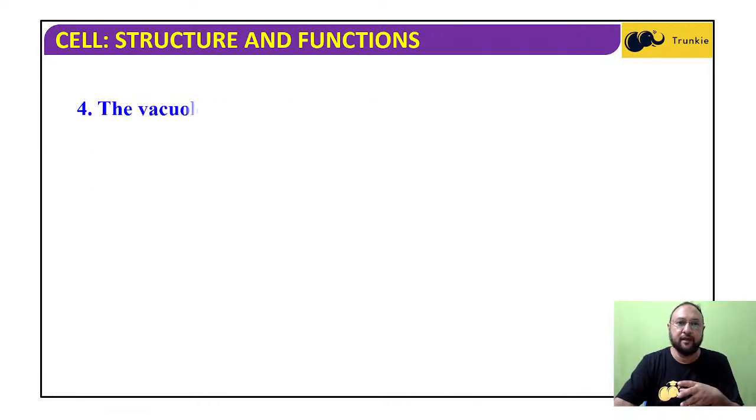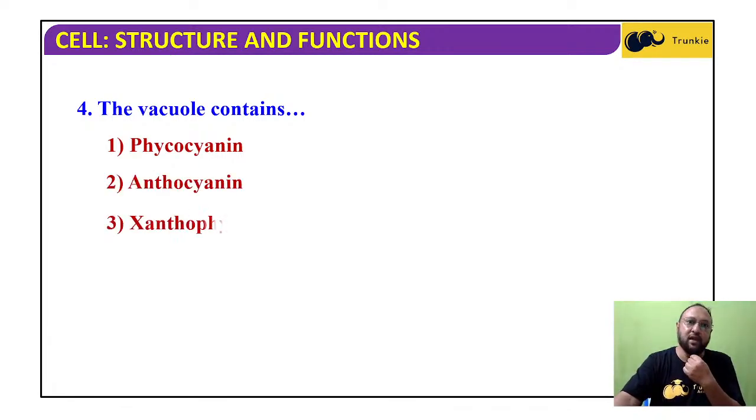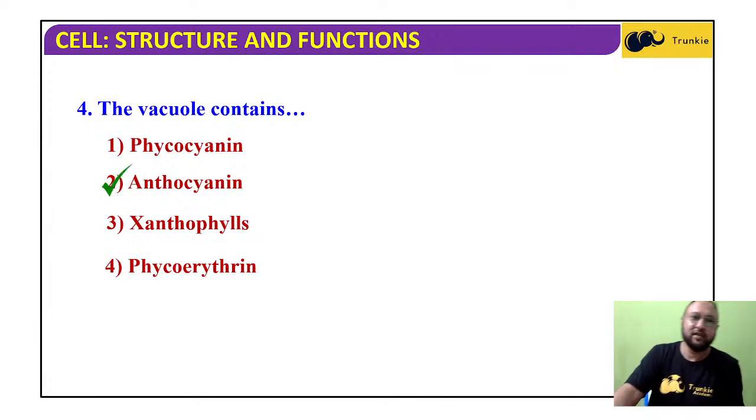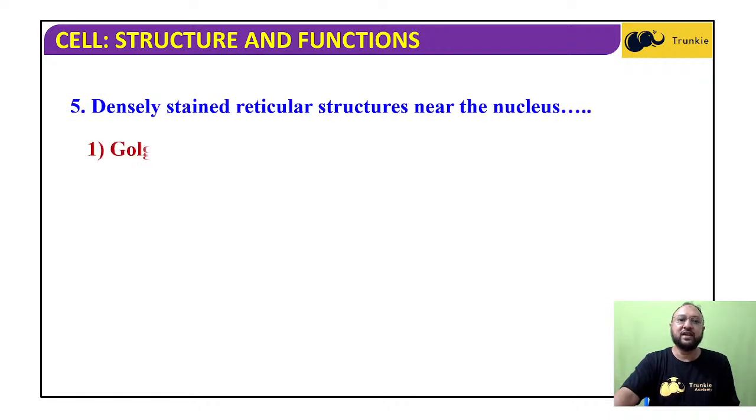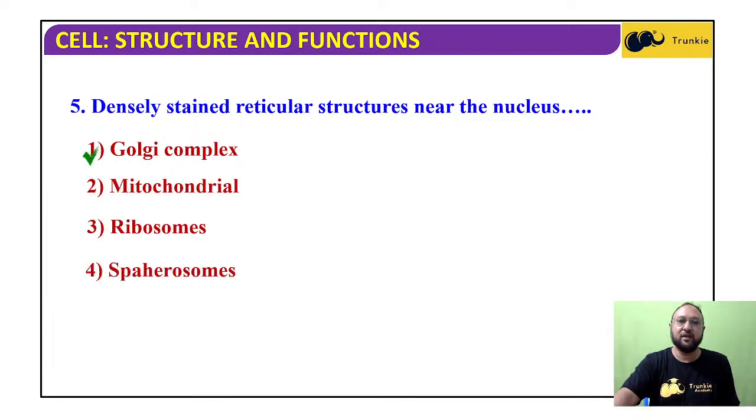Okay, now the vacuoles contain phycocyanin, anthocyanin, xanthophyll, or phycoerythrin. The vacuoles contain anthocyanin. It is anthocyanin that imparts color to certain plant parts. Even in some petals of flowers, anthocyanin imparts colors like purple and violet to the petals. So anthocyanin is in dissolved form. Now, the densely stained reticular structure near the nucleus is the Golgi complex, Golgi apparatus or Golgi complex.